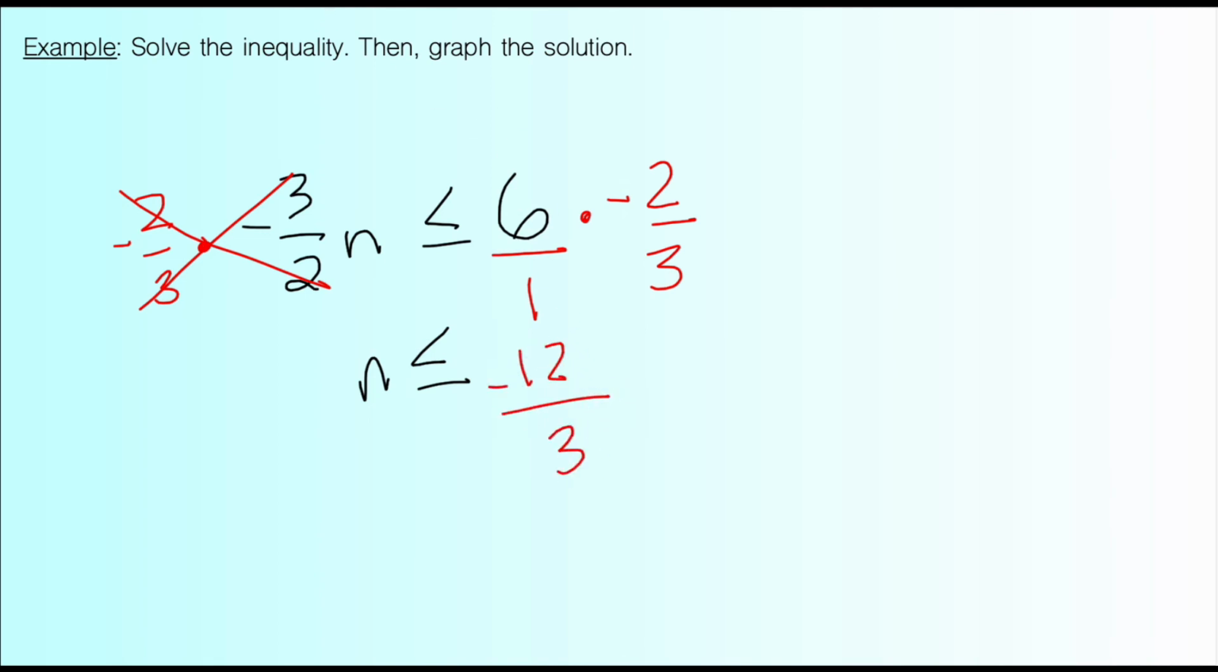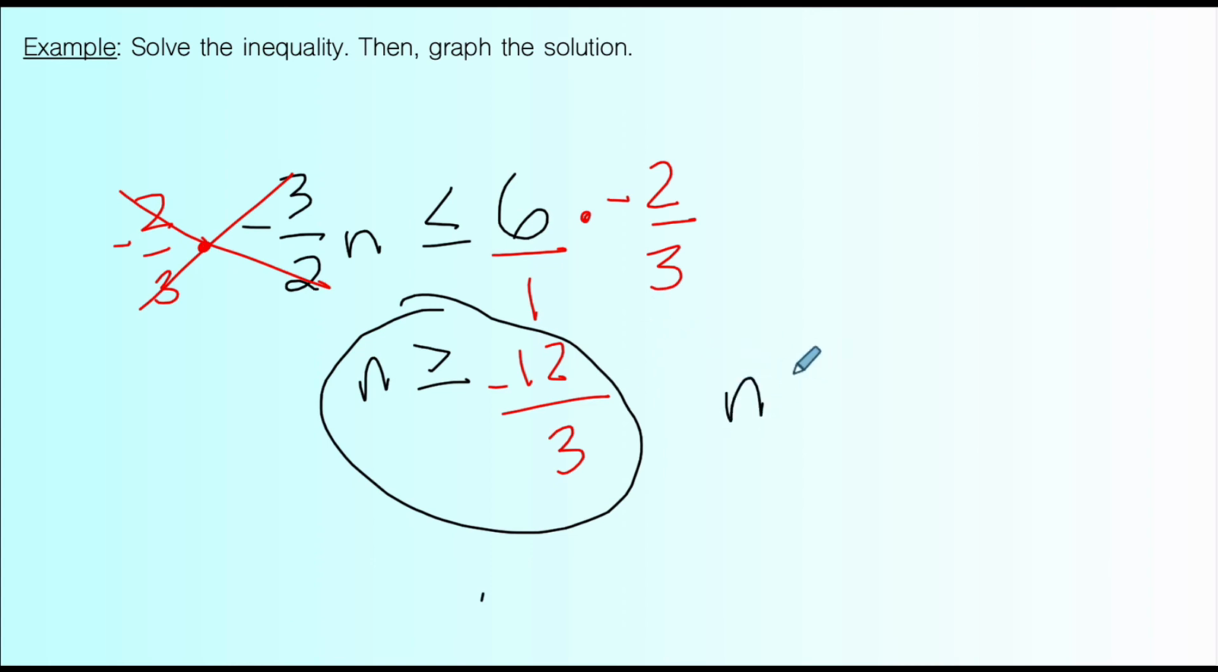And did you catch my error here? You have to flip the direction of the inequality sign if it's going to remain true. If you multiply or divide by a negative number, you have to flip the direction. This inequality statement is true. And actually, we can make it look a little bit cleaner. We could simplify that fraction. N is any number that is greater than or equal to negative 4.